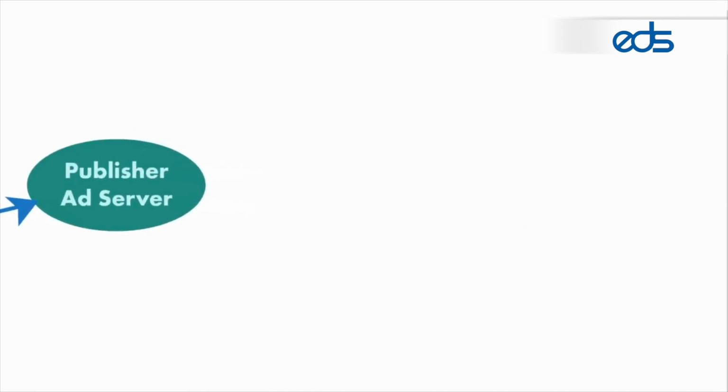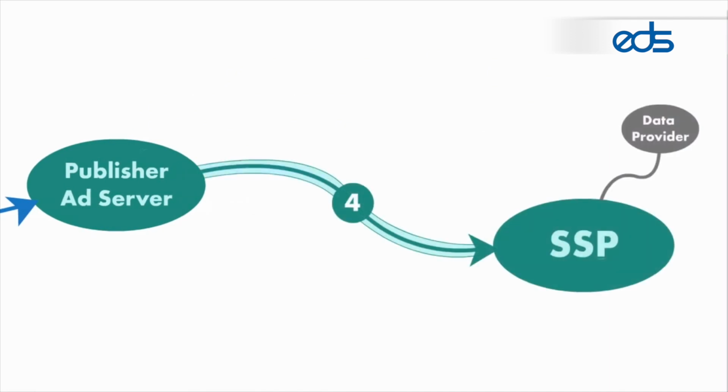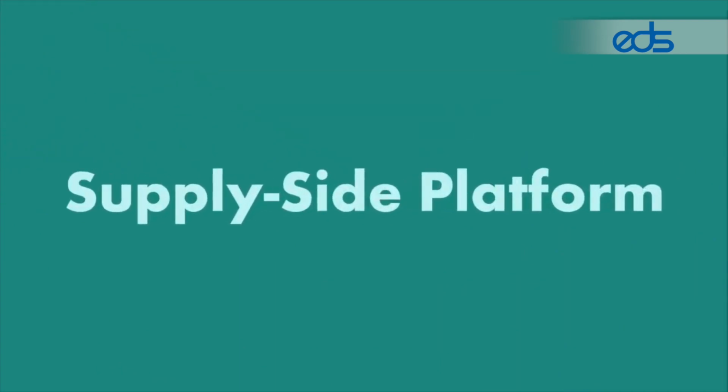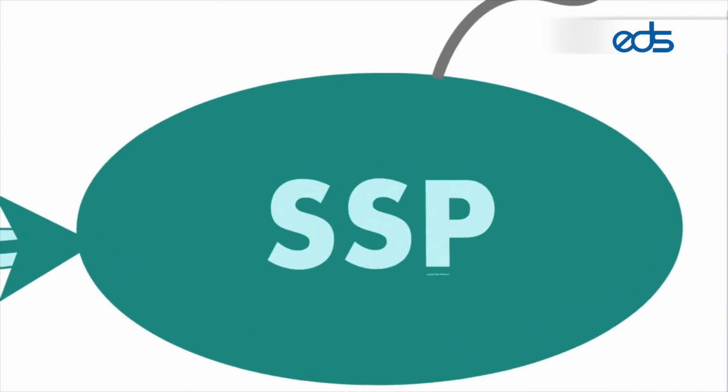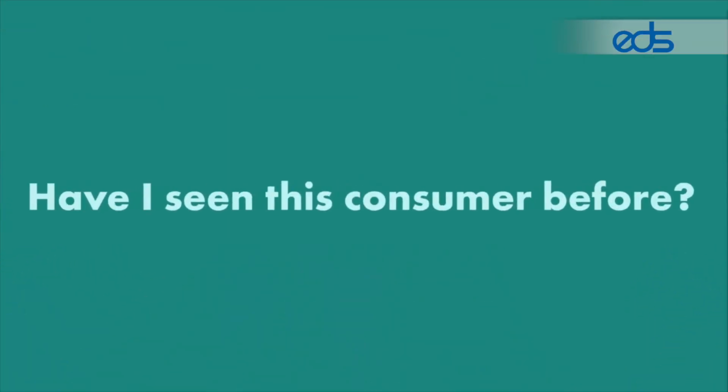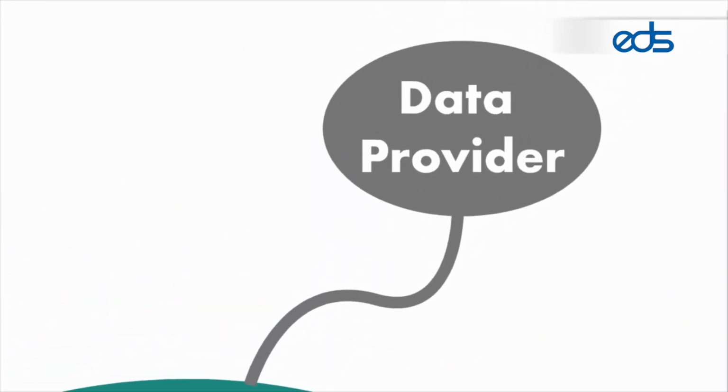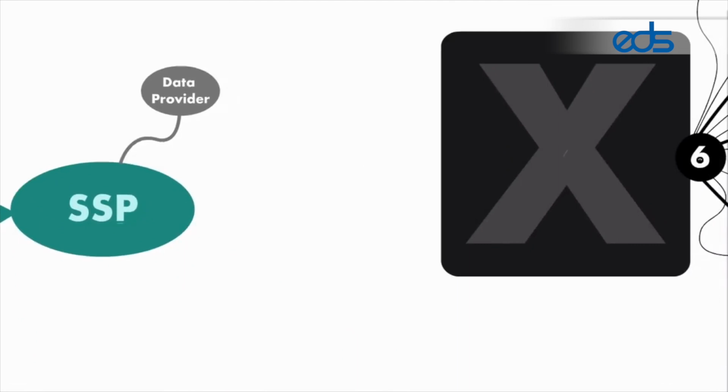To put the ad opportunity on the open market, the publisher ad server connects to an SSP, which stands for Supply-Side Platform. This is a platform that the publisher uses to monetize its programmatic ad inventory. The SSP applies additional logic, asking questions such as, have I seen this consumer before? Or, what does my data provider have to say about this consumer? Using that acquired knowledge, it sends the ad request off to an ad exchange.